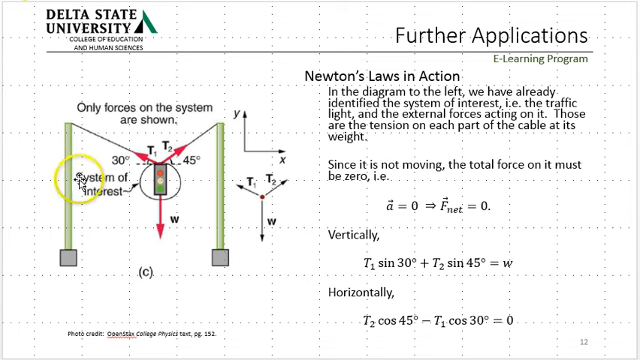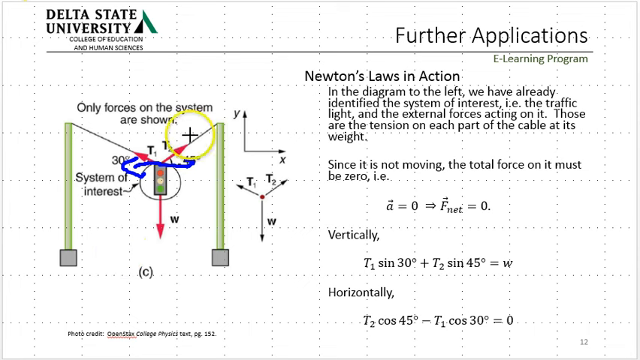Horizontally, we also say, look, it's not moving one way or the other, so the net force horizontally must be 0. So we have T2 times cosine 45 degrees, if we call to the right the positive direction, minus T1 times cosine of 30 degrees, and that has to be 0. So we've taken our system of interest, identified the external forces, and made sure that because it's not moving, all of those forces end up balancing by enforcing these two equations.